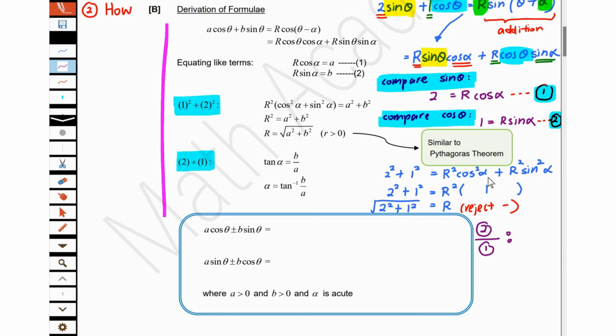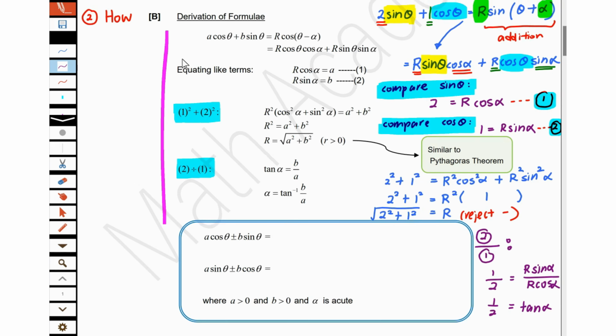On the left hand side is actually 1 over 2. On the right hand side is r sine alpha divided by r cos alpha. So the left hand side is 1 over 2, and the right hand side is r sine alpha over r cos alpha. The r will cancel out. Sine over cosine is tangent alpha.